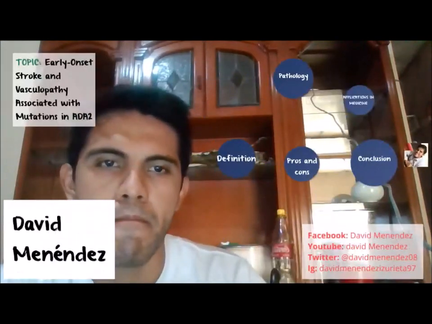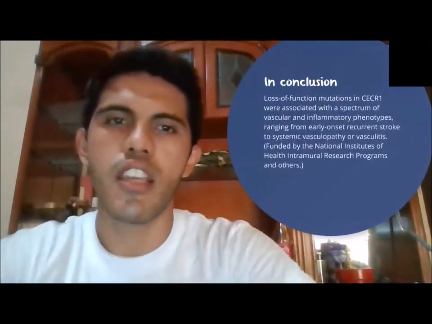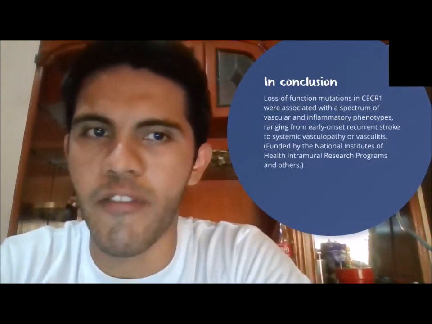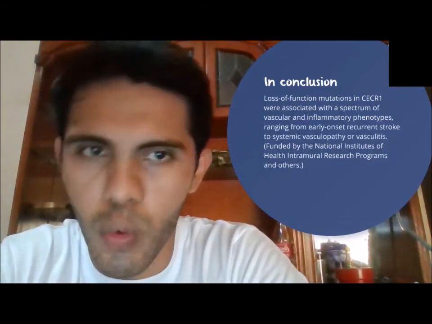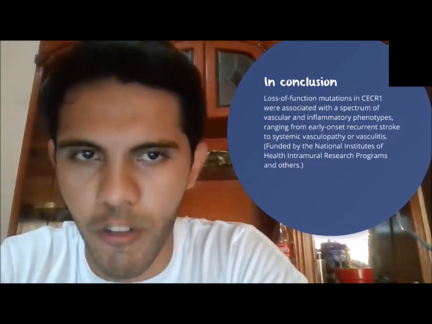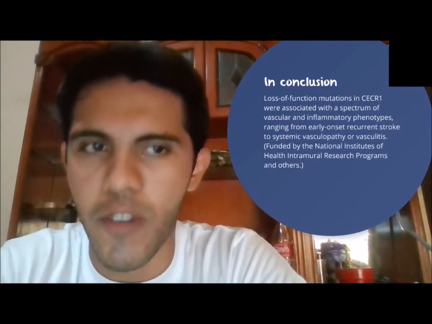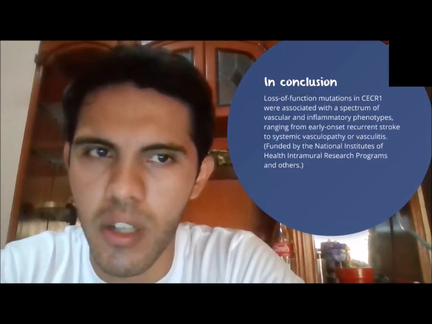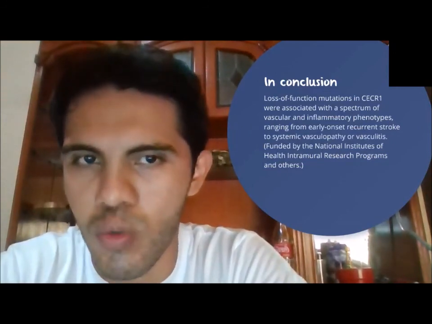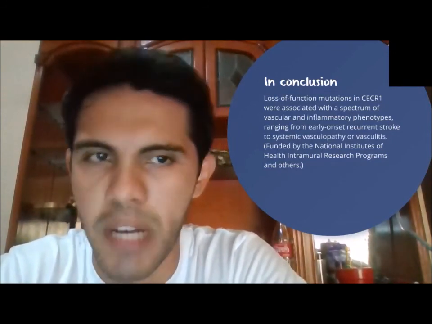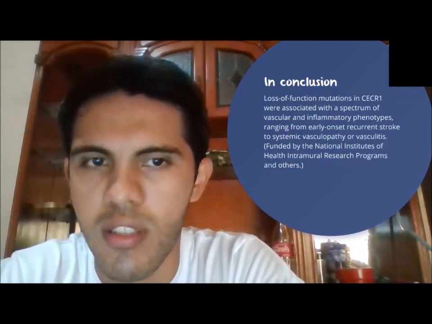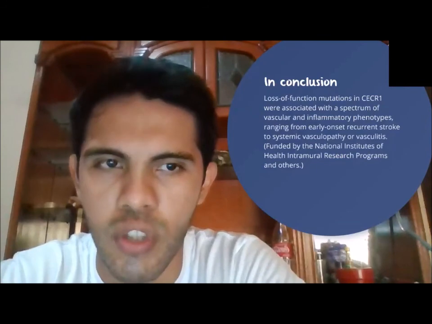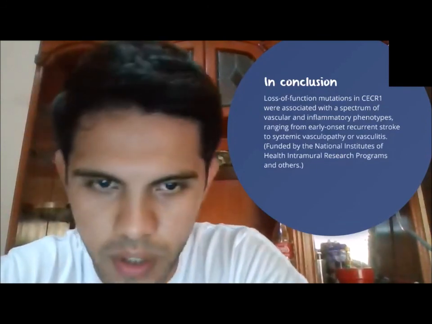In conclusion, loss of function mutations in CECR1 were associated with a spectrum of vascular and inflammatory phenotypes, ranging from early onset recurrent stroke to systemic vasculopathy or vasculitis, funded by the National Institutes of Health Intramural Research Programs and others.